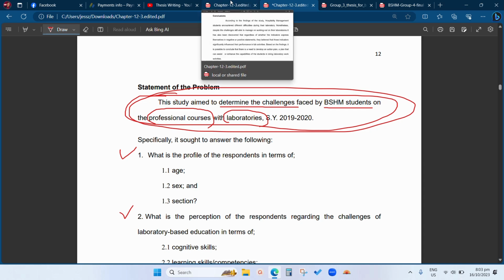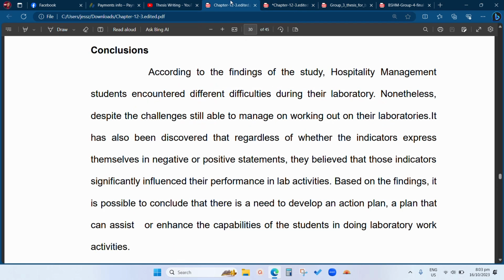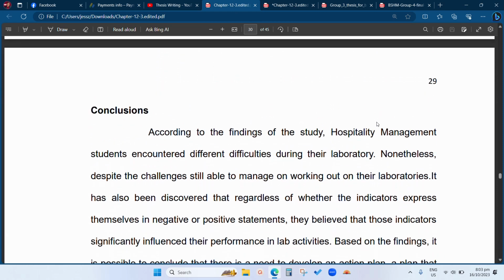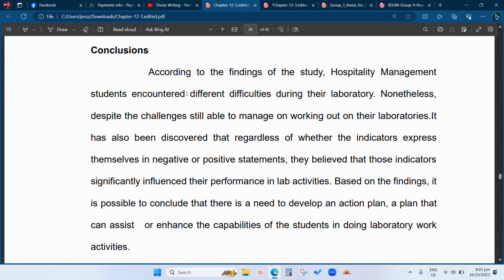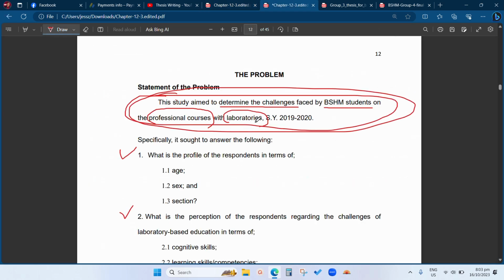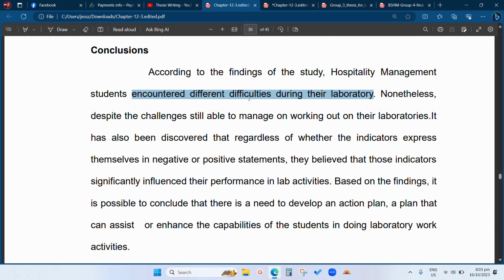So we will check if the conclusion answers the main problem. This is the conclusion, found on page 29 of this sample study. According to the findings of the study, the hospitality management students encountered different difficulties during their laboratory. So it answers the main problem. It talks about the laboratories and the challenges. They use the term difficulties, which is another term for challenges.